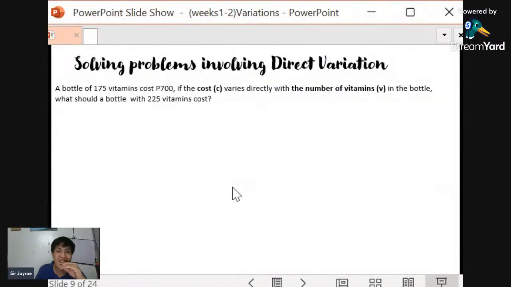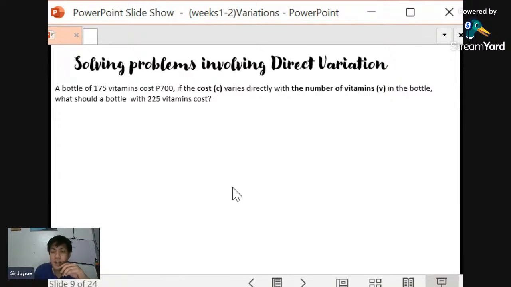Si Rafael, nauna na agad. Okay, good. That's good. If the cost C varies directly with the number of vitamins. Kindly take a look at the statement, ha. If the cost C varies directly with the number of vitamins in the bottle, what should a bottle with 225 vitamins cost? Still, we're going to divide this into two statements. Kasi para malaman natin kung ano yung gagamitin nating value or number for the first solving, and then the value for the second solving.